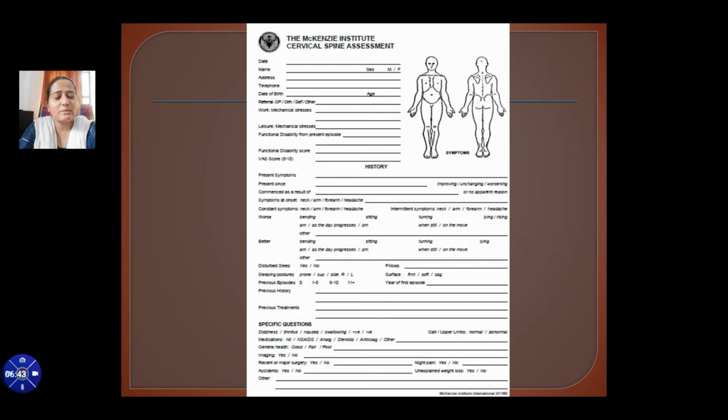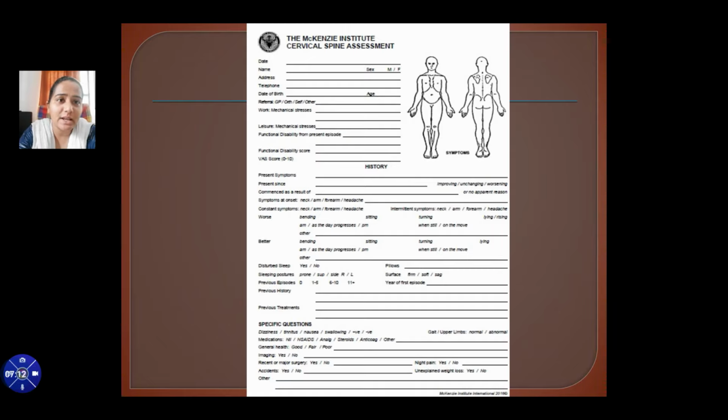Next is the year of the first episode. It is possible that the patient may have been experiencing neck pain for many years, so you have to mark whether the current episode is the first episode, or whether in the past the patient also had any episode of neck pain. That can be mentioned over here. Next is the previous episode. Previous episode means if in the past the patient has experienced neck pain and has taken any treatment for that, then that can be marked in the previous episode of neck pain.